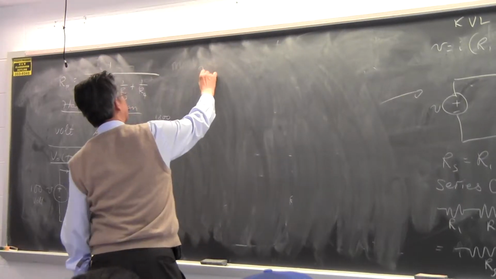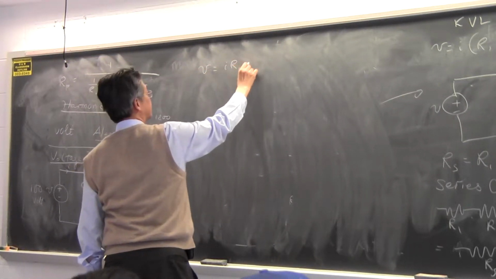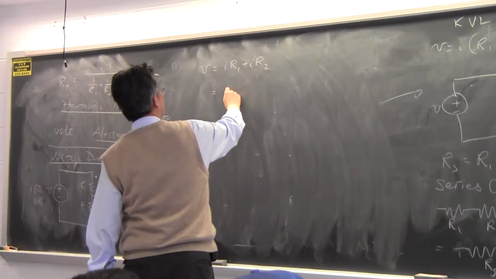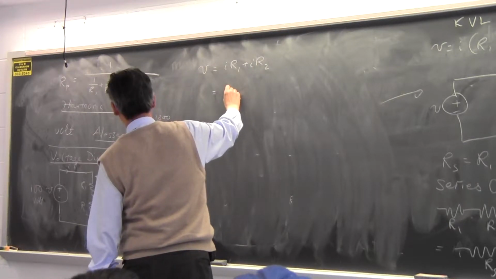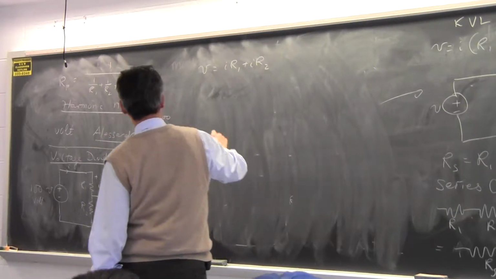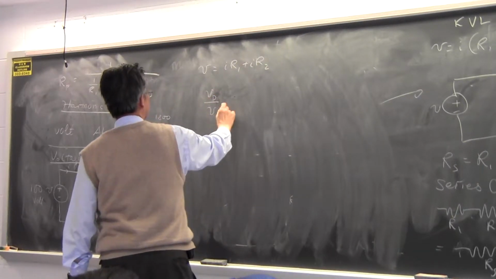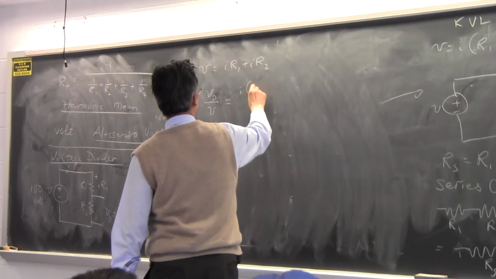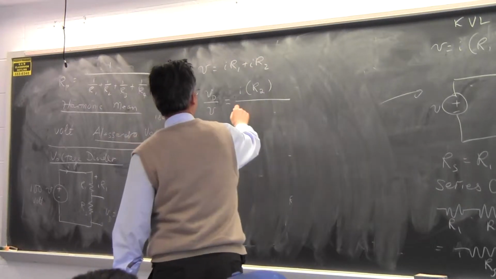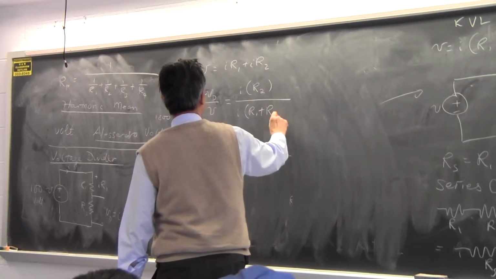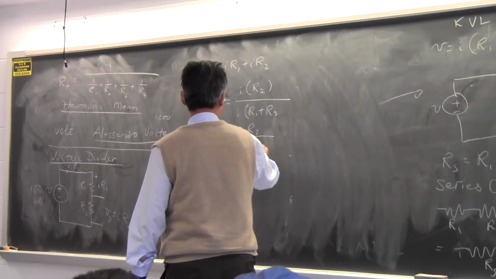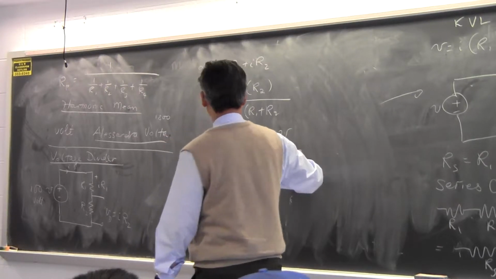And then I know that by Kirchhoff's voltage law, the total voltage drop is equal to IR1 plus IR2. So if I look at VD over V, it will be equal to IR2 divided by I times R1 plus R2. So the voltage of the device is R2 over R1 plus R2 times the voltage source.